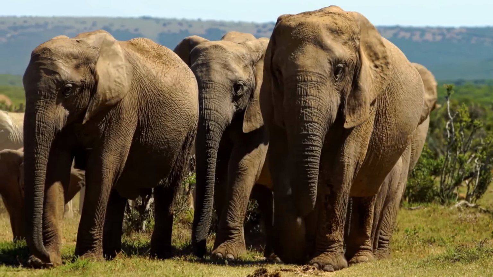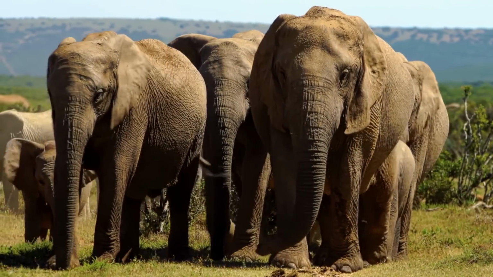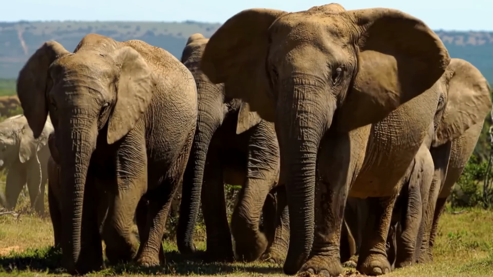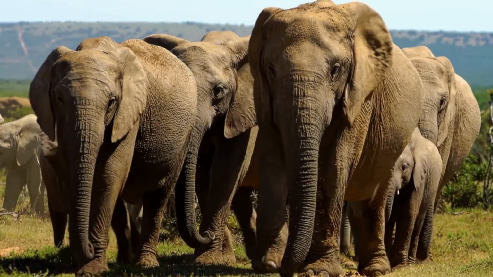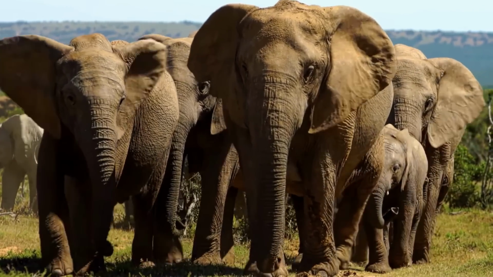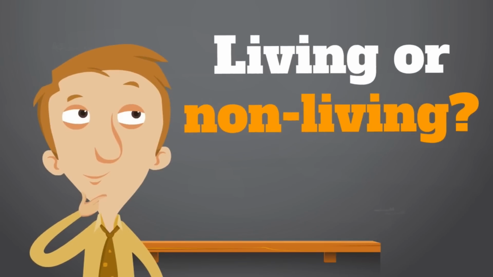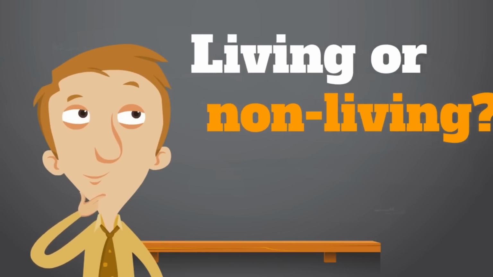Here, we can see elephants of different sizes. Like all living things, elephants grow. Little elephants grow up to be big elephants. Living things grow. The final thing we want to think about when we're trying to figure out if something is living or non-living is if it needs food.